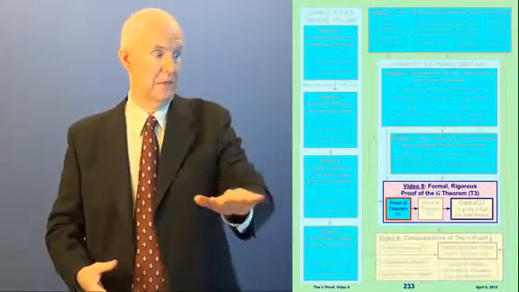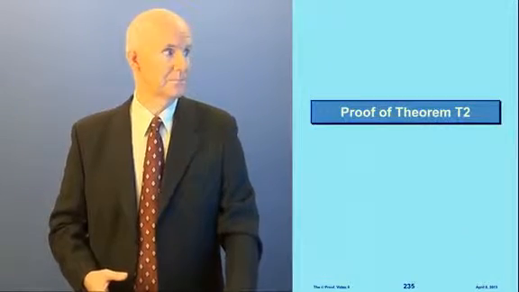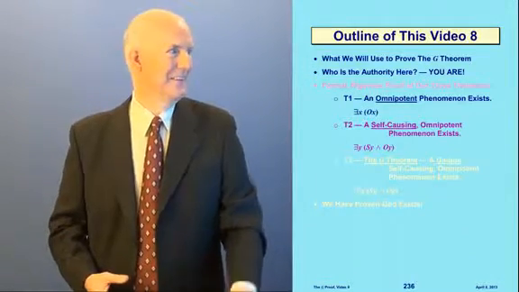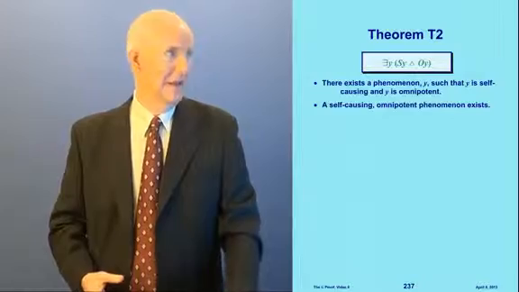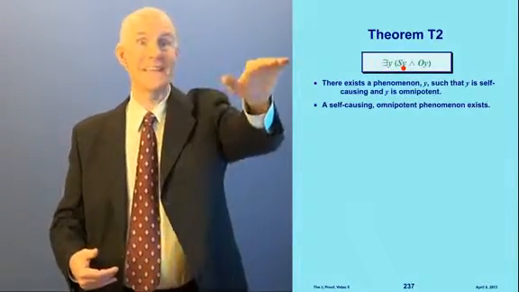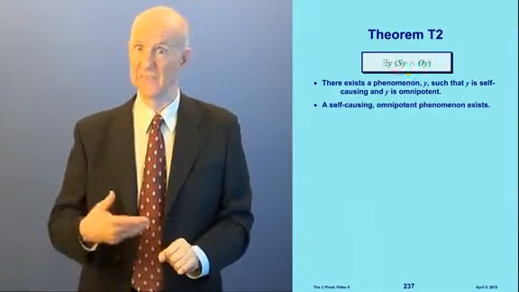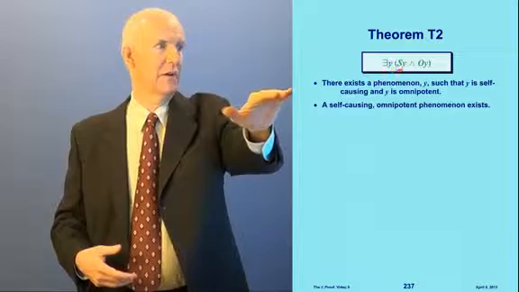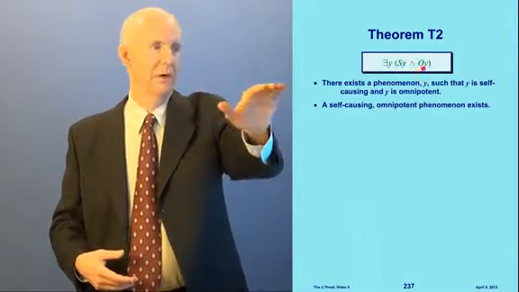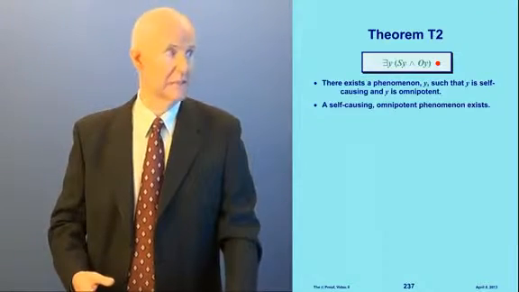Now, I made that one cyan. So now let's move on and do Theorem 2. Proof of Theorem 2. Okay, so here we are in our outline. And what does Theorem 2 say? Theorem 2 says there exists a y such that y is self-causing and omnipotent. Add the self-causing in now. There exists a phenomenon y such that y is self-causing and y is omnipotent. In other words, a self-causing omnipotent phenomenon exists.